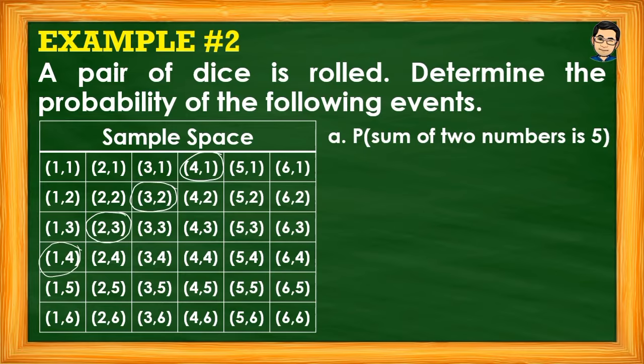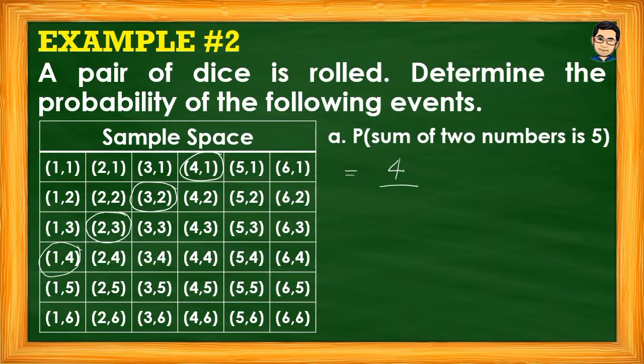So, ika-count ba natin yon as 1 lang? Hindi po. Magkaiba po ang 1, 4 sa 4, 1. Magkaiba yung outcomes na yun. Same as 2, 3, 3, 2. Magkaiba po yan. So, ibig sabihin, ika-count po natin yan individually. So, we have there 4. Ayan, yung may sum na 5.